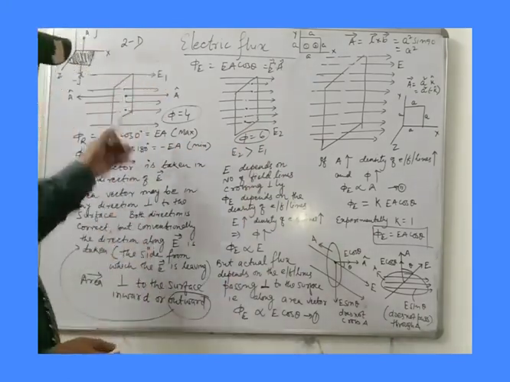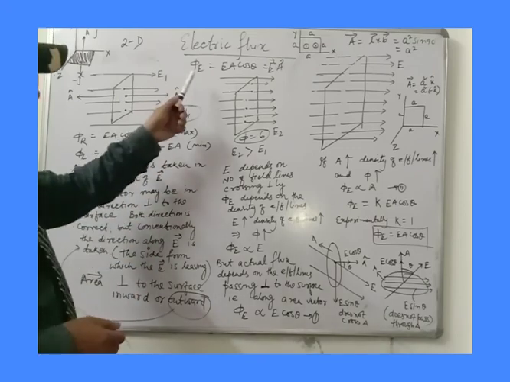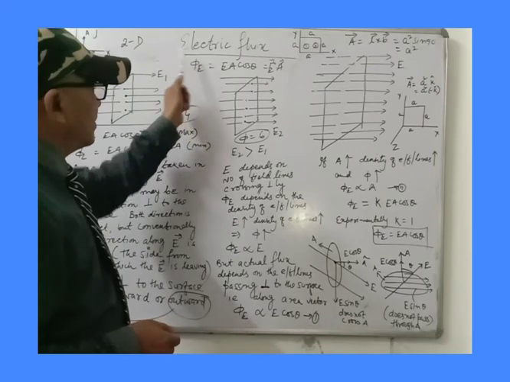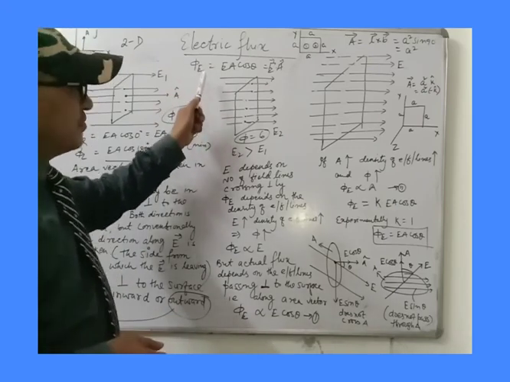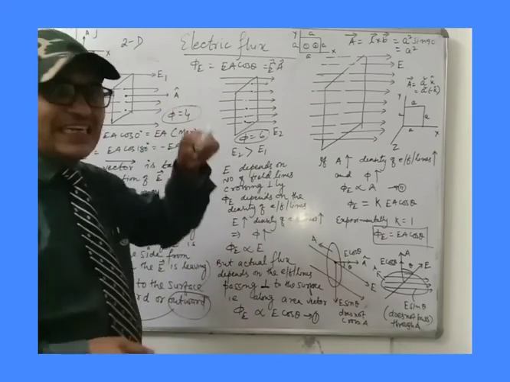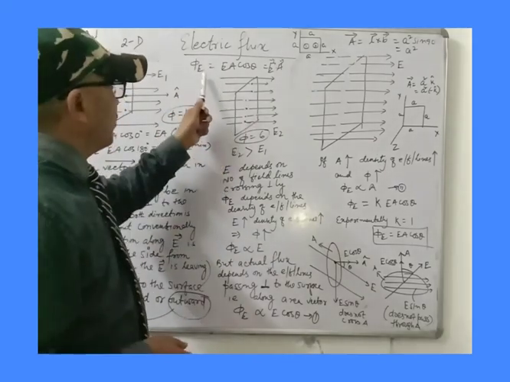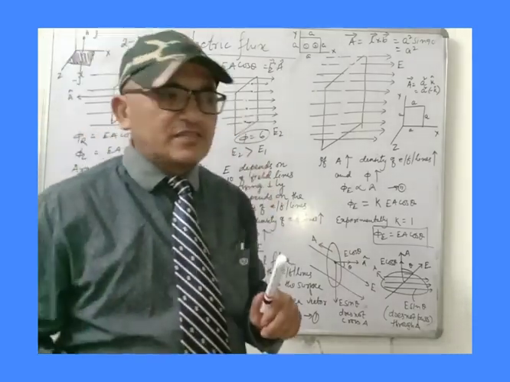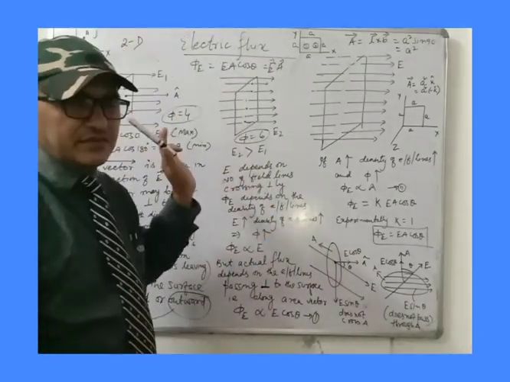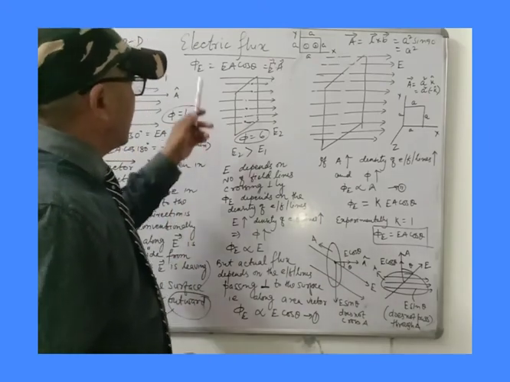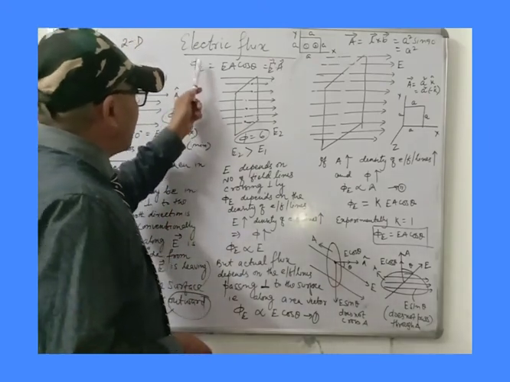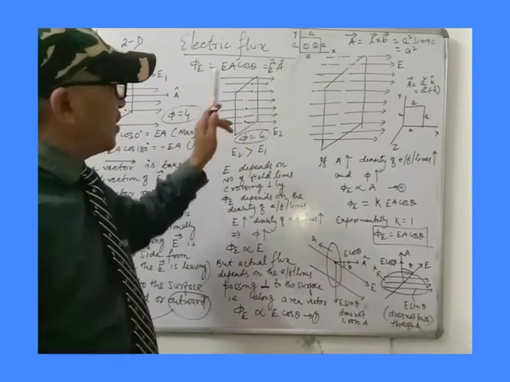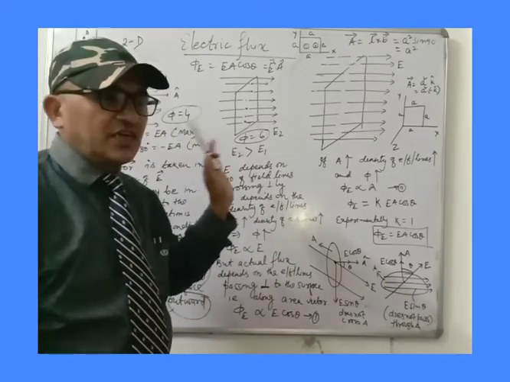Look here, phi E is the symbol of electric flux. There is magnetic flux as well, that's why we have used phi E. When we talk about magnetic flux, at that time we will write phi B. Please remember this. Electric flux is equal to EA cos theta, that is E dot A. First of all, remember this.